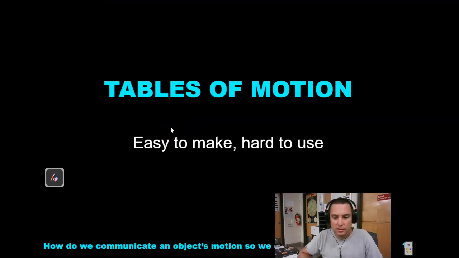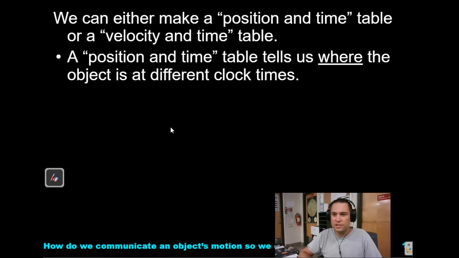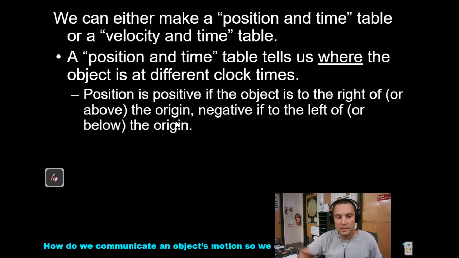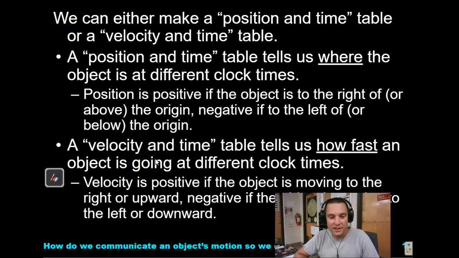Tables of motion, easy to make, hard to use, right? So a table of motion can be a position and time table or velocity and time table. It tells us where the object is at different clock times. Position is positive if the object is to the right of the origin, or negative if it's to the left or below the origin. Velocity and time table tells us how fast an object is going at different clock times.